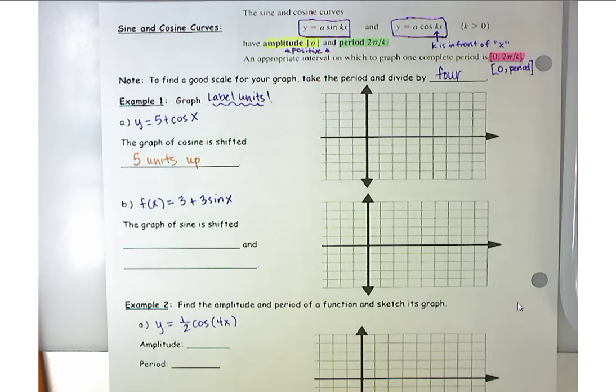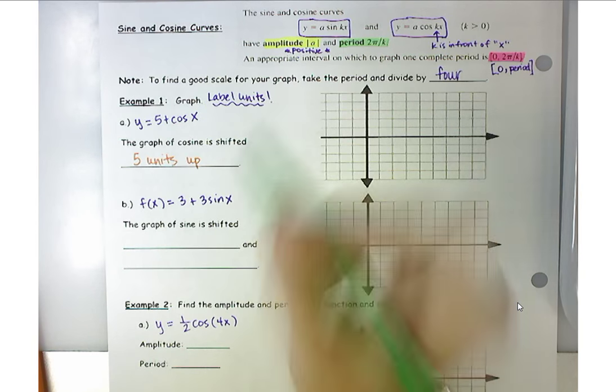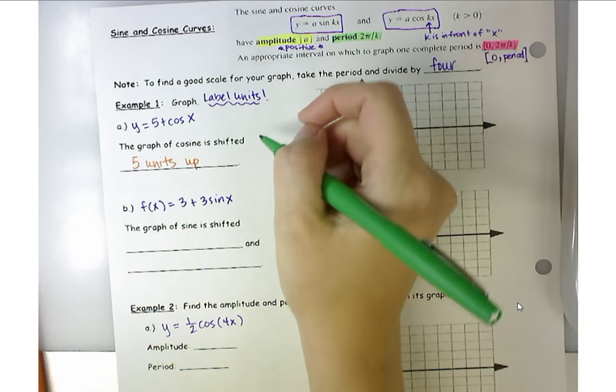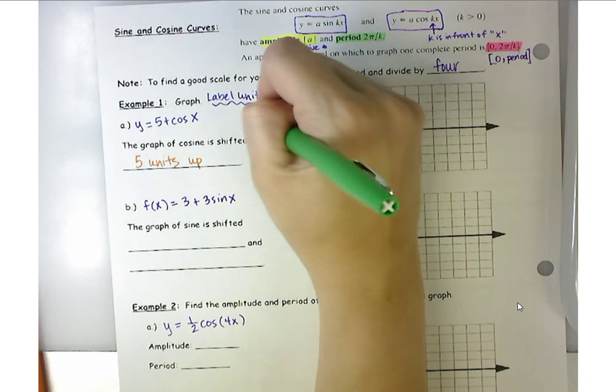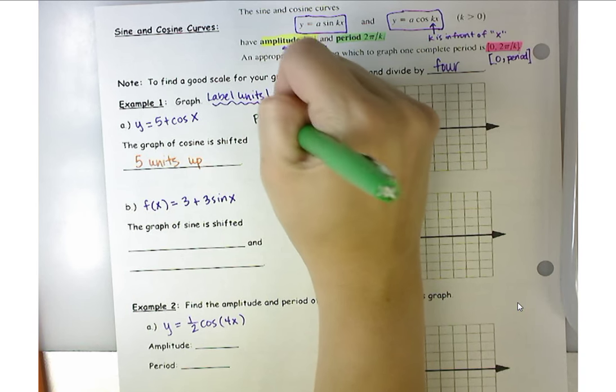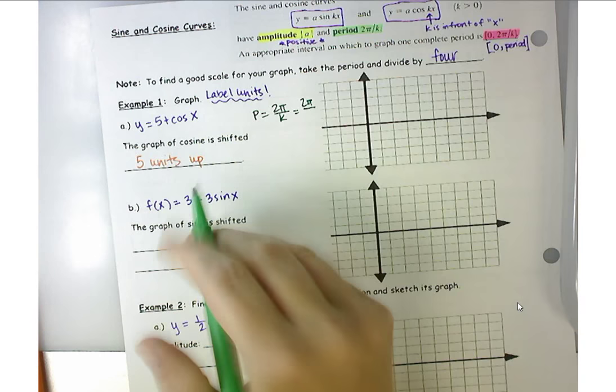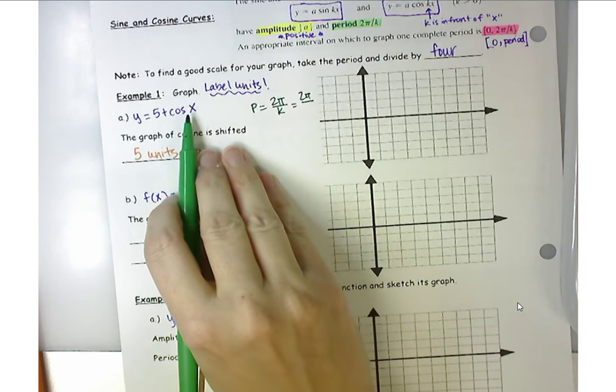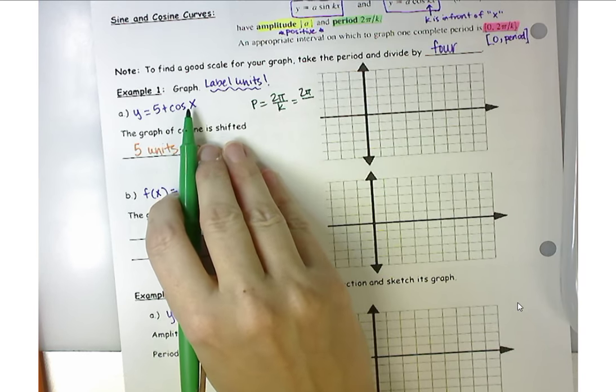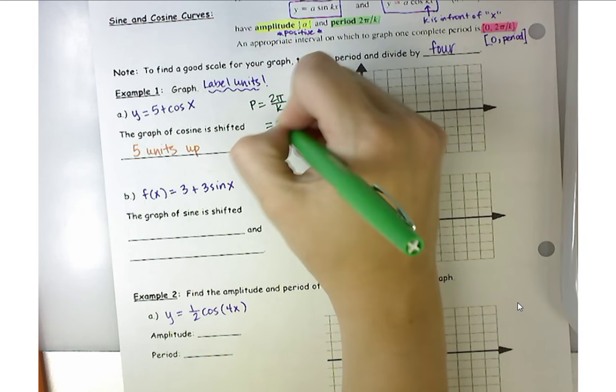And then we're going to find our period. So to do that, we're going to use 2 pi over k. So your period is going to be 2 pi over, well, the k value in front of x. If you don't see a number in front of x, what is it? It's 1. Okay, so then this is just going to be 2 pi.